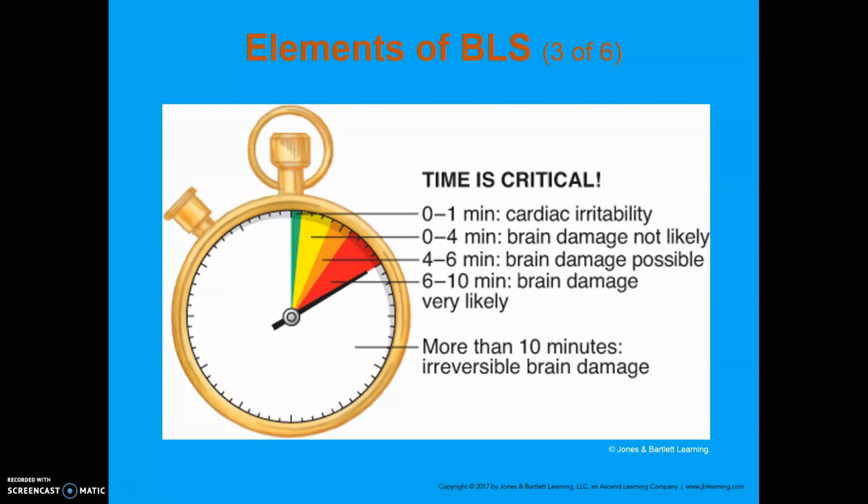0 to 1 minute, you get cardiac irritability. 0 to 4, brain damage isn't likely, but once you get up to 4 to 6 minutes, brain damage is possible. 6 to 10 minutes, brain damage is very likely, and more than 10 minutes, you're going to get irreversible brain damage, and that's without oxygen. Now, the body does have a small store of oxygen when it goes down, so it's not 10 minutes after the person stops breathing, but it's pretty close to that. So we want to initiate CPR as quickly as possible.